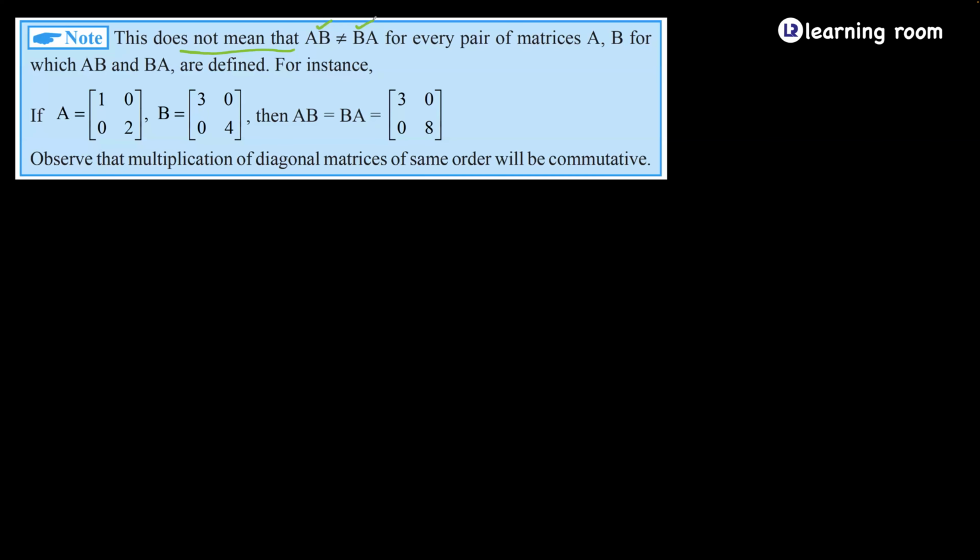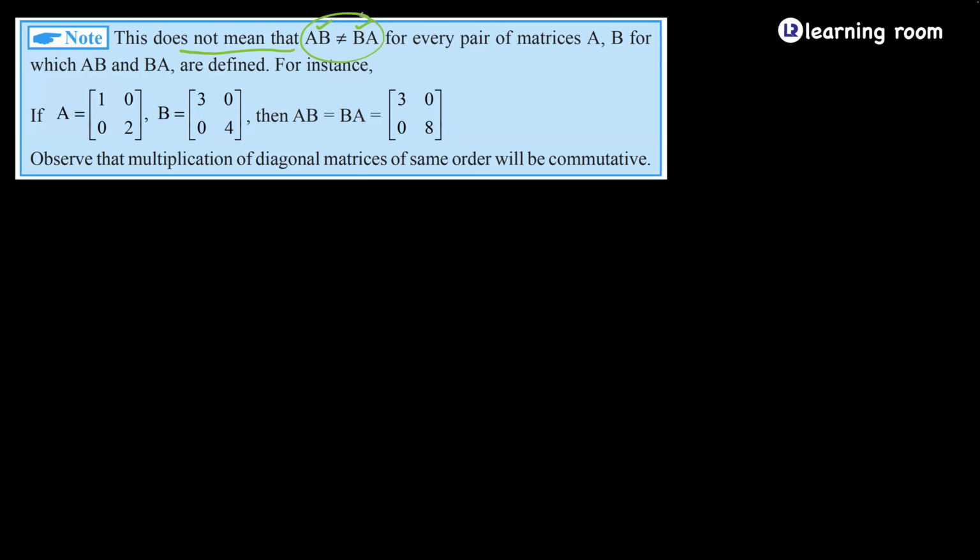Similarly, what is BA? The number of columns in B should be equal to the number of rows in A. So when you say that, they both are defined and you can do that. When you do the operation, you get an output. Since they are defined, it is not necessary that the outputs are supposed to be the same. So being defined is different from getting the same output. That is the meaning.